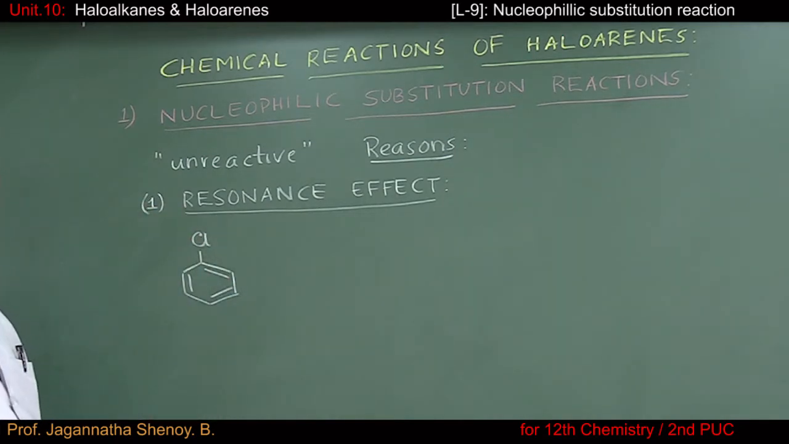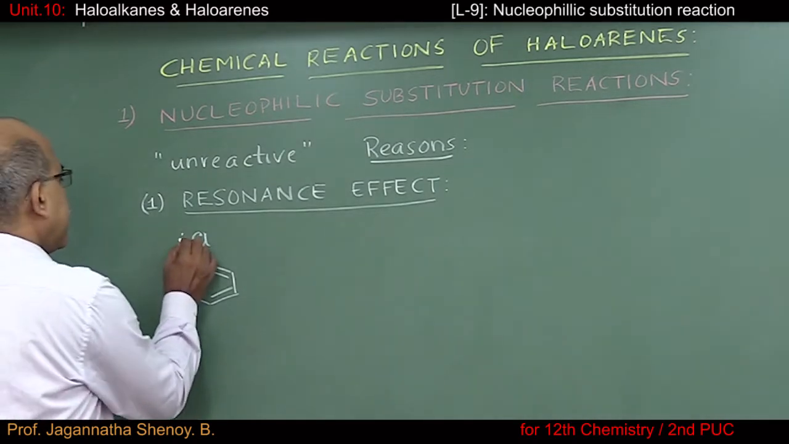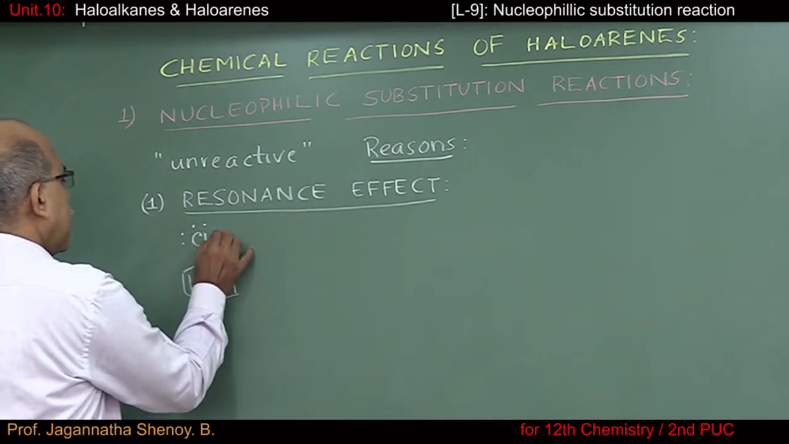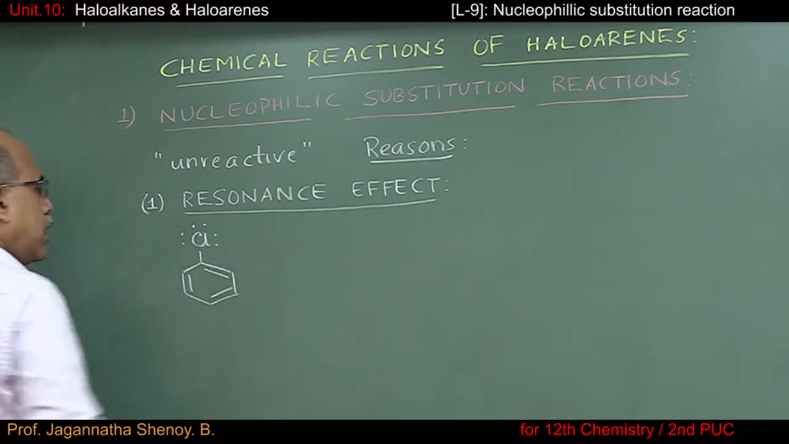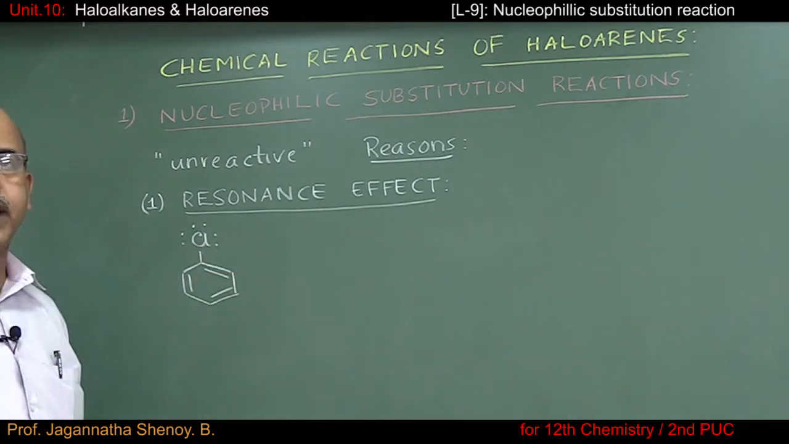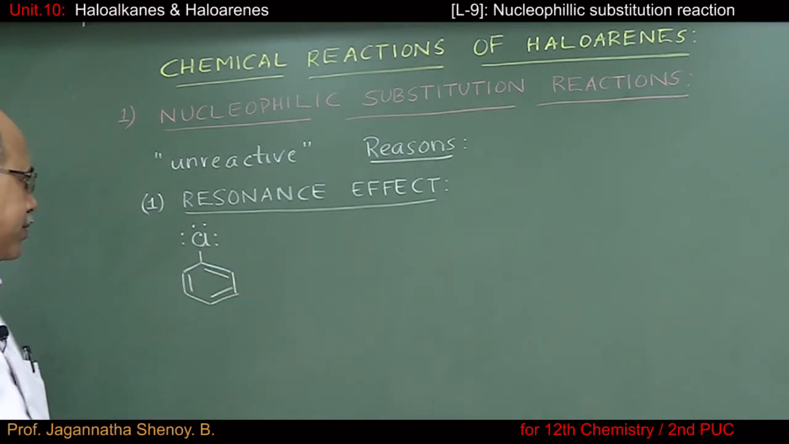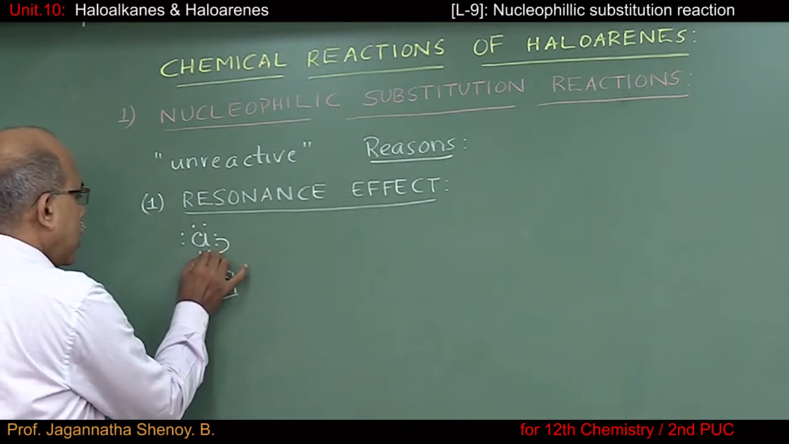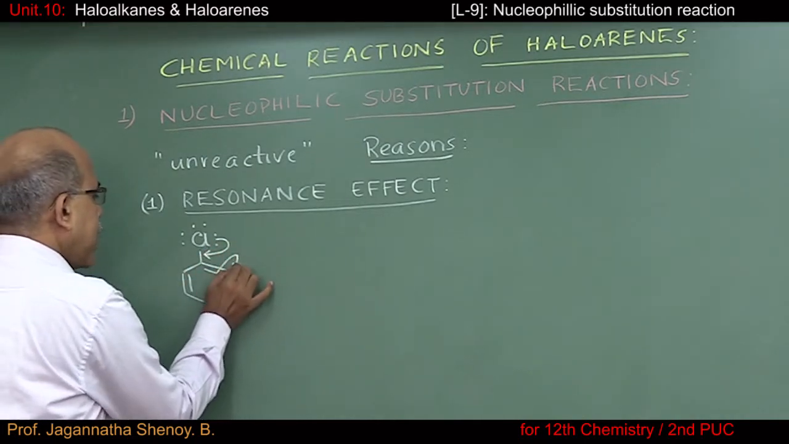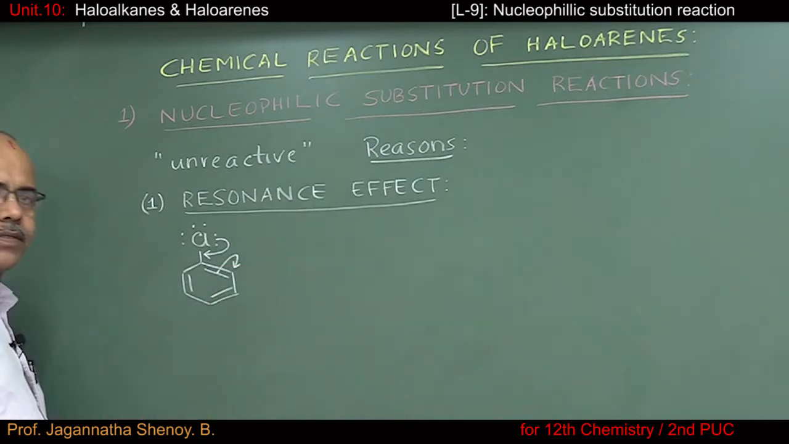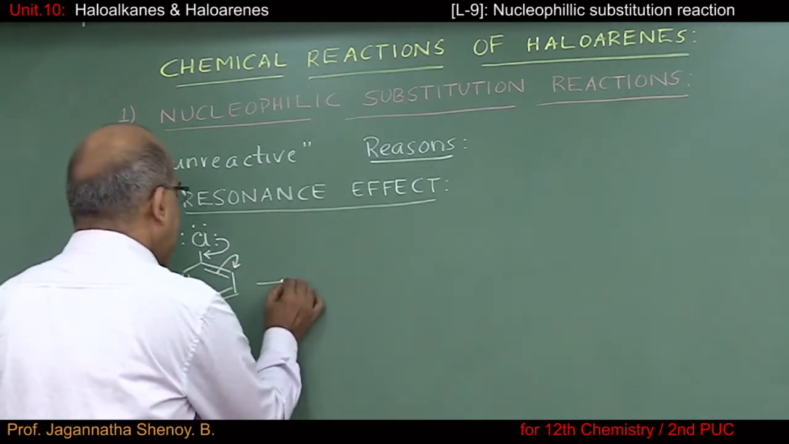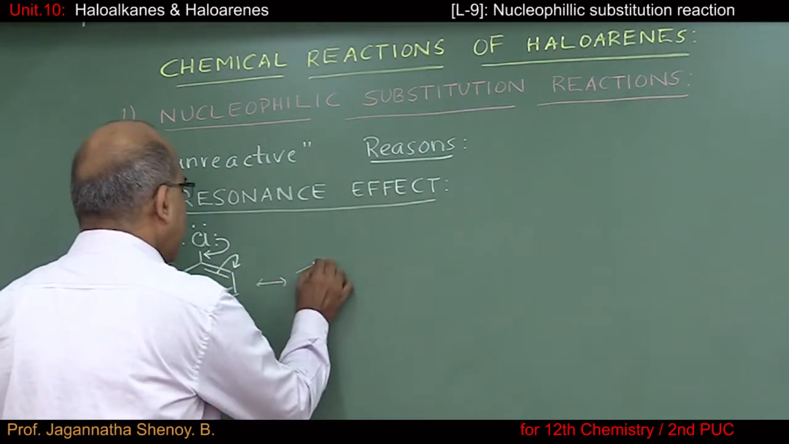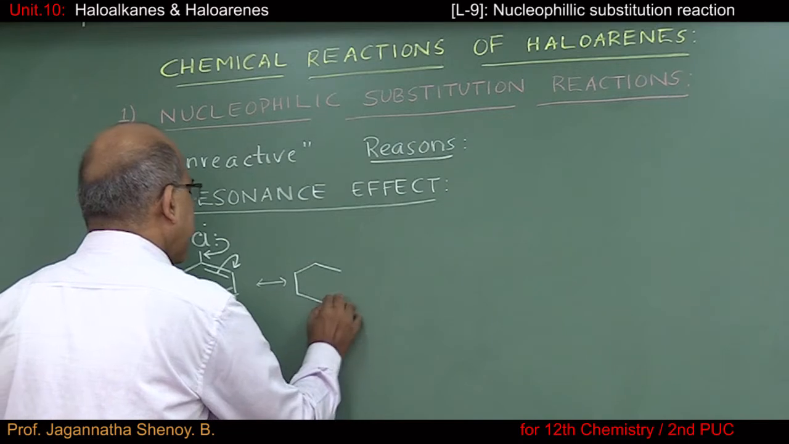You know, on chlorine, there are 3 lone pairs of electrons. We have already studied how to write resonating structures in class 11th. So I'll shift this lone pair of electrons here. Naturally, the pi electrons get shifted here. So I can write the second resonating structure.